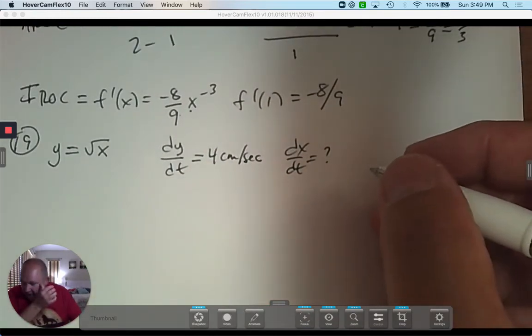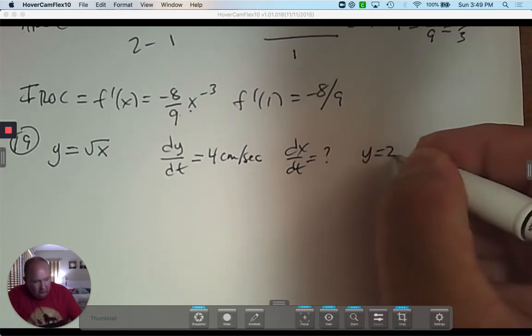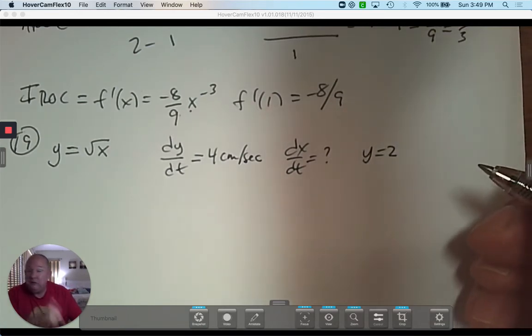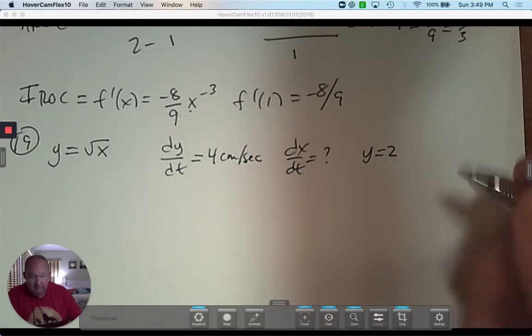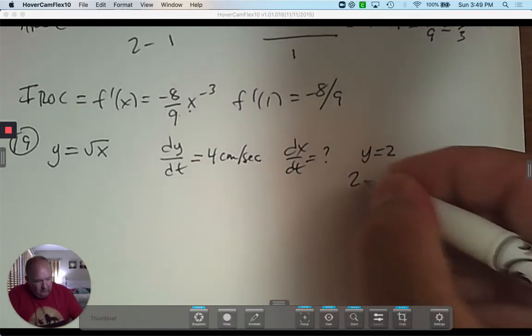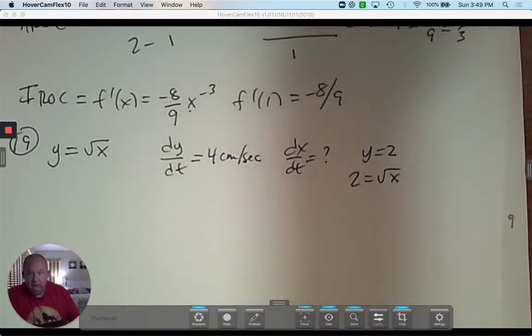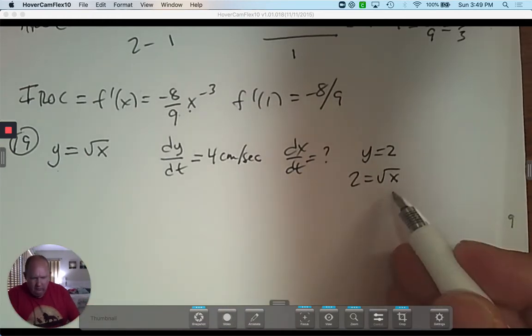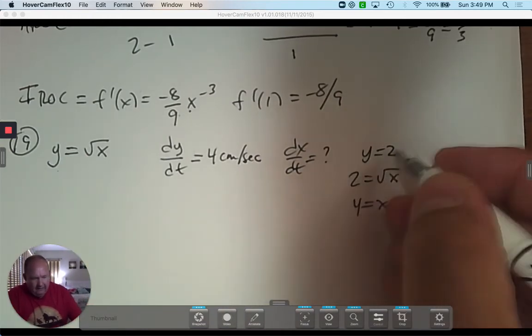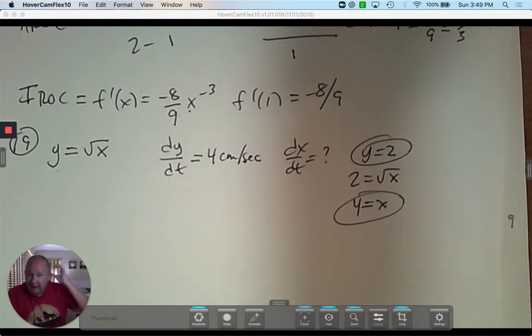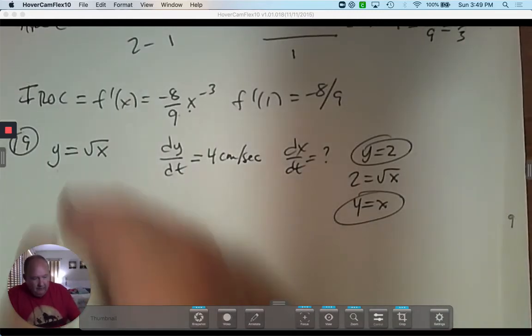Well, it gives you the y coordinate is 2. Is that good enough to find the x coordinate so then I can start doing the work? So if y is 2, then what would x equal? I just plugged in y is 2. What does x equal? Well, square both sides and you can see x equals 4. So we have y equals 2, x equals 4, and we're going to start here.